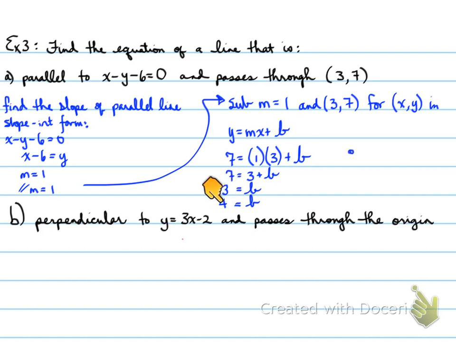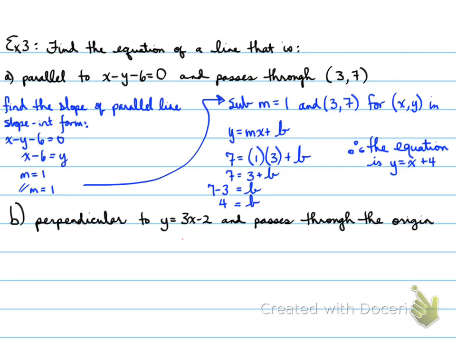So we have our b and we have our slope that we found earlier. So this equation is going to be y equals 1x plus 4. And that is the equation of the line that is parallel to this and passes through the point 3, 7. Let's try the next one.